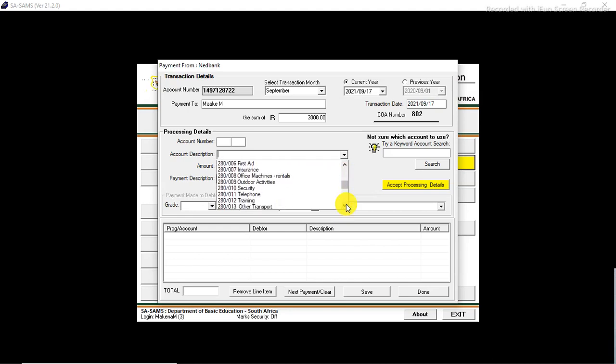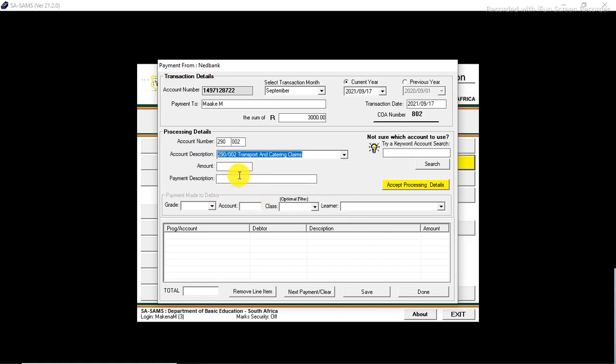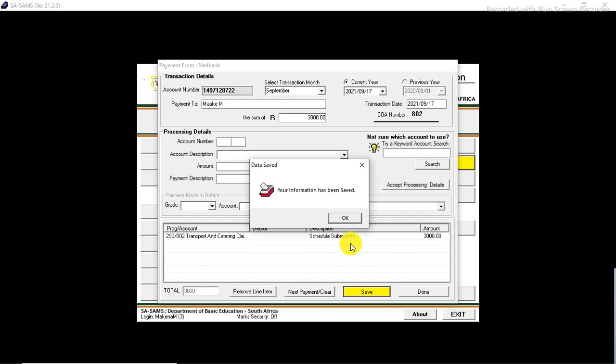Okay, let's remain calm. Everybody calm down. Look, this is for transport and claims. I am now adding 3,000 on top of the 6,000 I just paid in your absence, because I thought I was recording, but I wasn't. Now, the description is for schedule submission. Then you save it, say save.